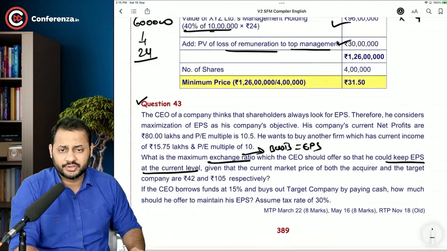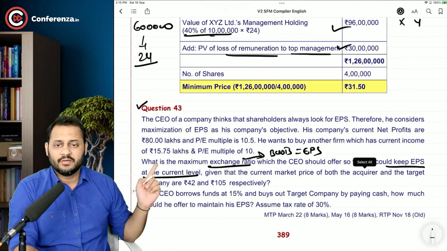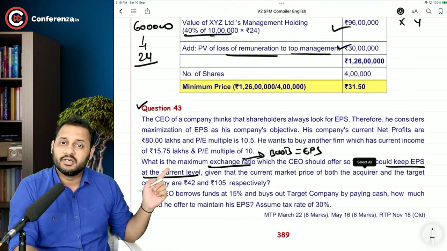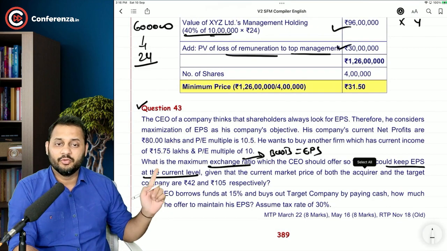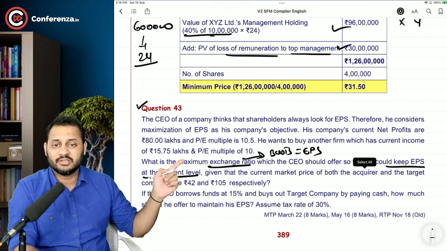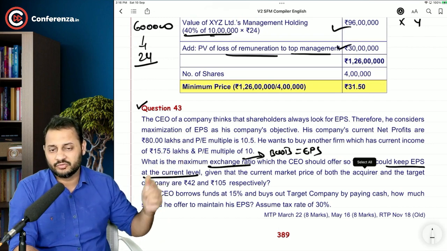Now, what is the second question? That was easy. You have solved such type of question in the very beginning of the chapter itself, where you kept the EPS constant and that's why the maximum exchange ratio has to be on the basis of EPS.